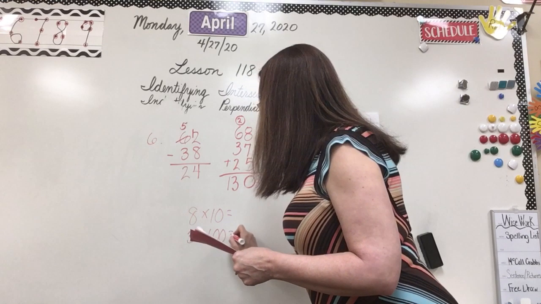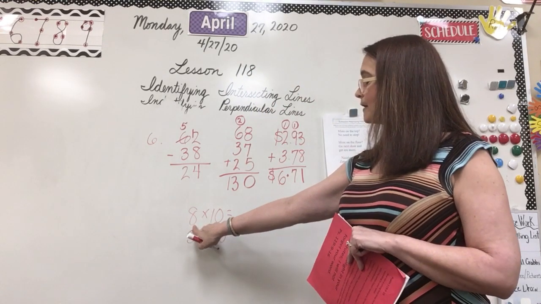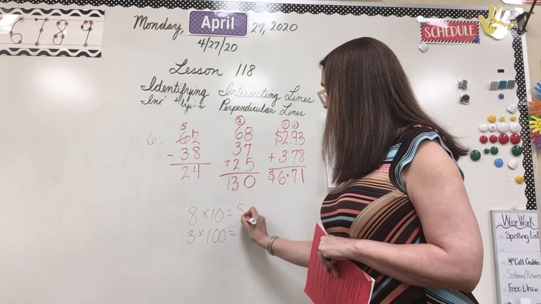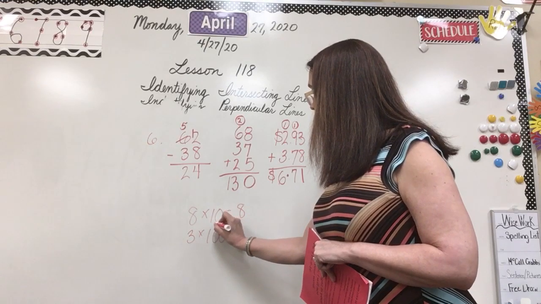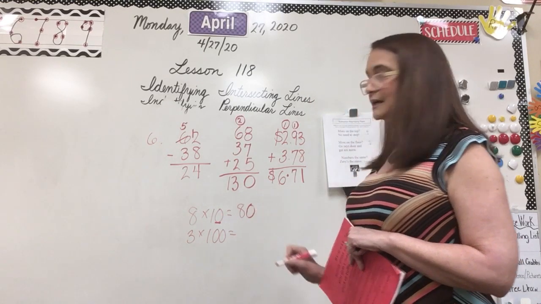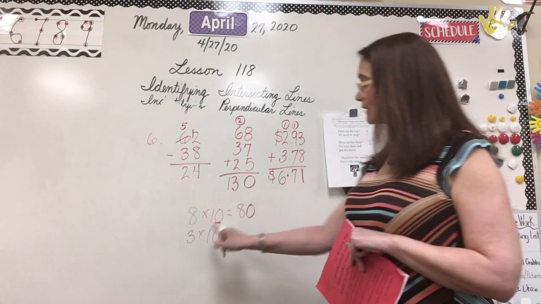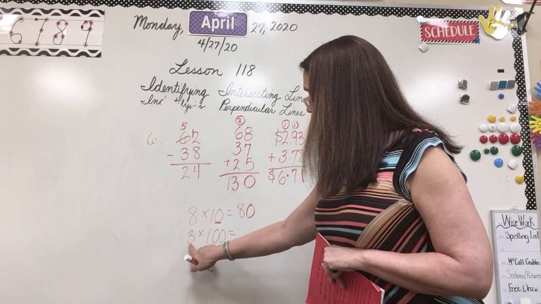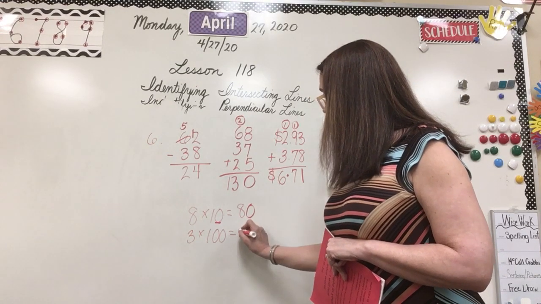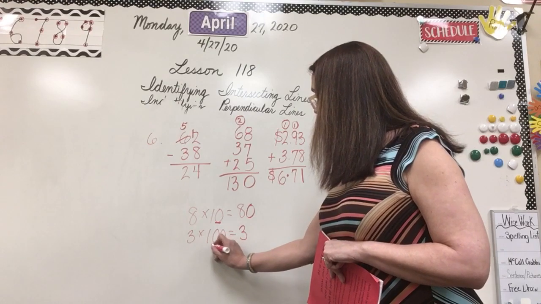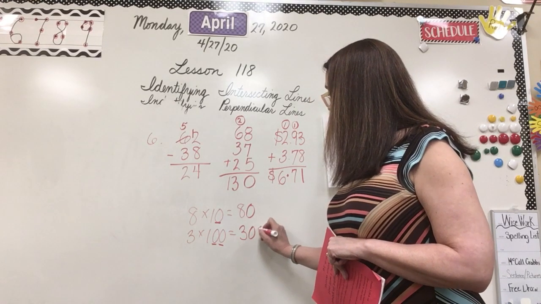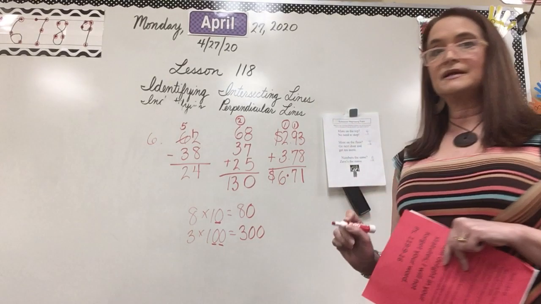Now these last two are pretty easy because we know when you multiply a number times 10, you write the number down, and how many zeros do you add? Just 1. 8 times 10 is 80. Look at this one. 3 times 100, you write this number down. How many zeros do I have? I have 2. 3 times 100 is 300.